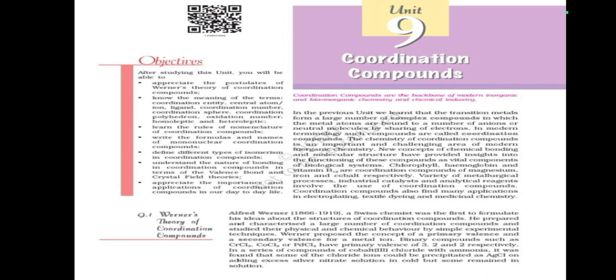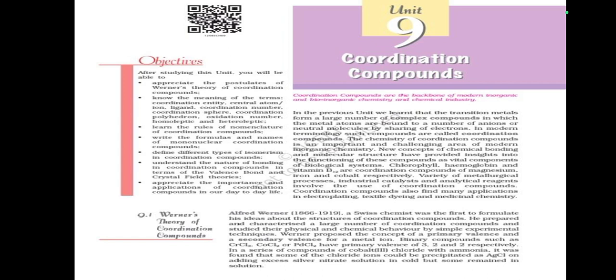New concepts of chemical bonding and molecular structure have provided insights into the functioning of these compounds as vital components of biological systems. Chlorophyll, hemoglobin, and vitamin B12 are coordination compounds of magnesium, iron, and cobalt, respectively. A variety of metallurgical processes, industrial catalysts, and analytical reagents involve the use of coordination compounds. Coordination compounds also find many applications in electroplating, textile dyeing, and medical chemistry.